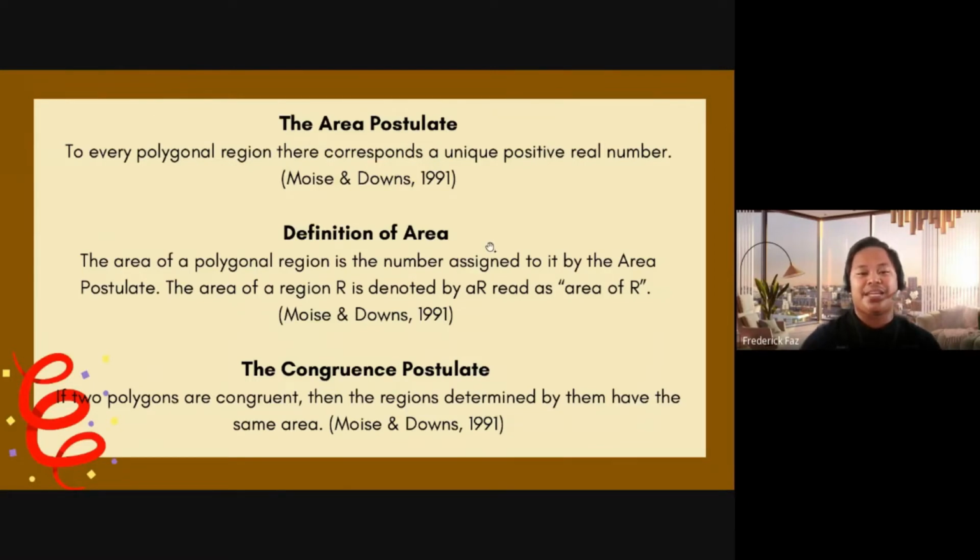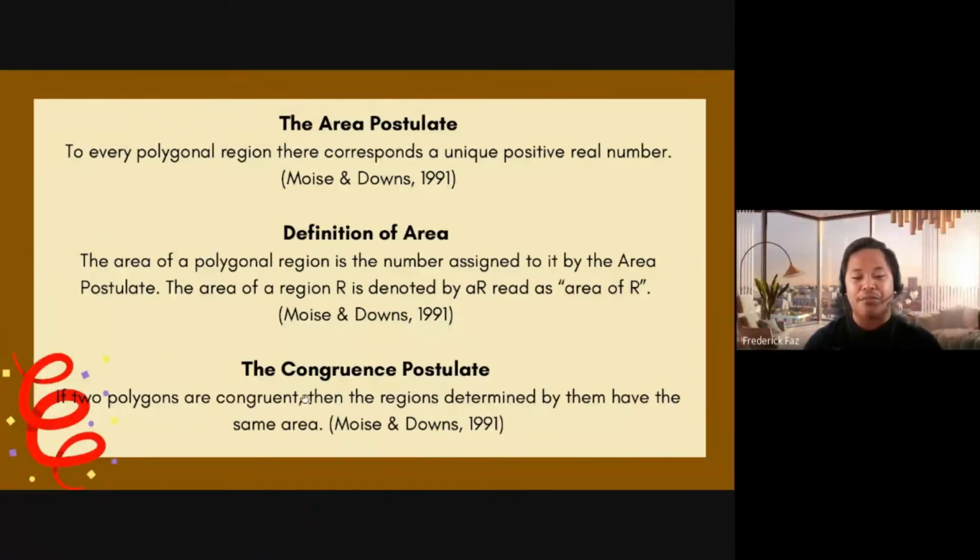Let's have these definitions. The area postulate: to every polygonal region, there corresponds a unique positive real number. So if we are going to define area, it is the number associated to it by the area postulate. The area of a region R is denoted by A(R), read as area of R or area of the region.